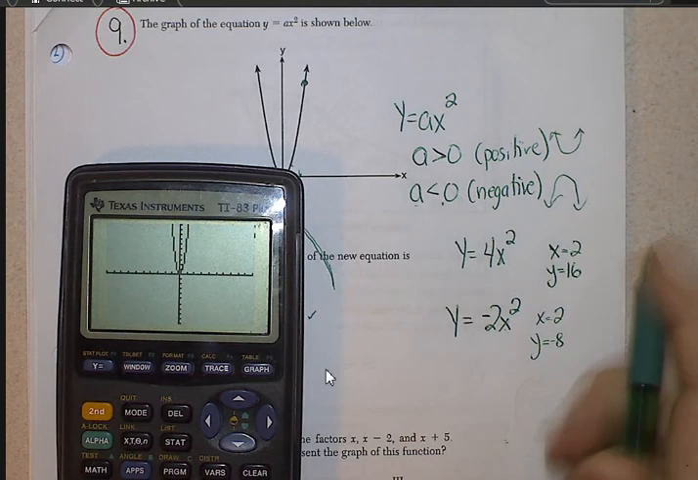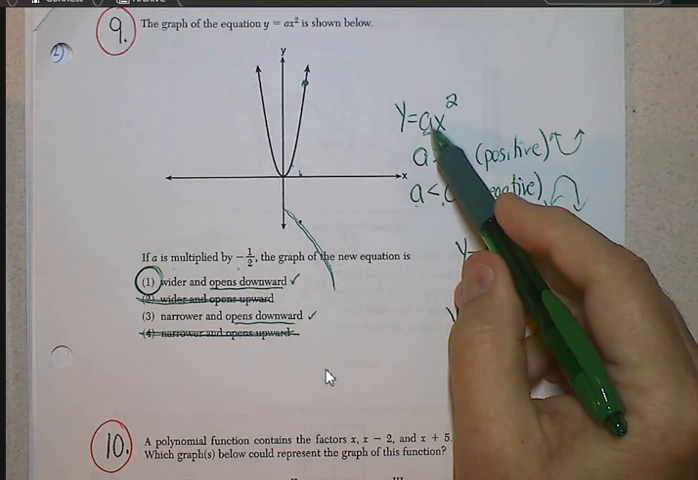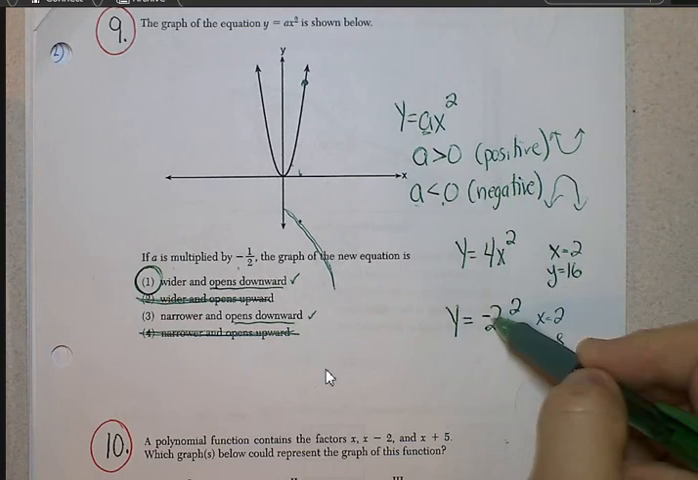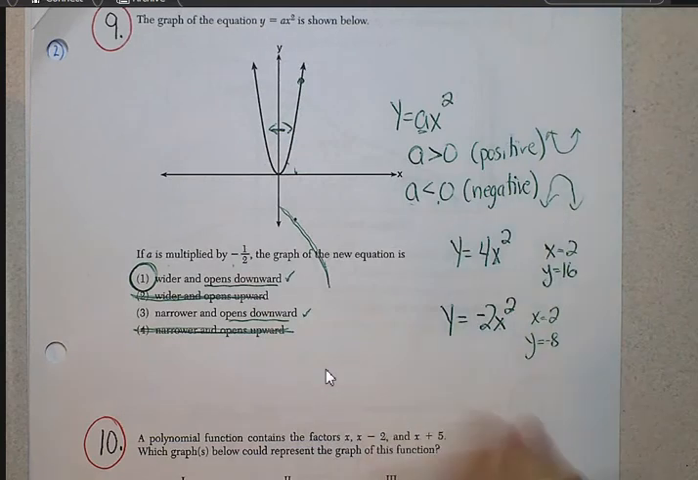When you reduce the a by a coefficient and you make it smaller, we're going from 4 to negative 2, it spreads the graph out wider. So choice 1 is going to be your answer. All right, we go down to 10.